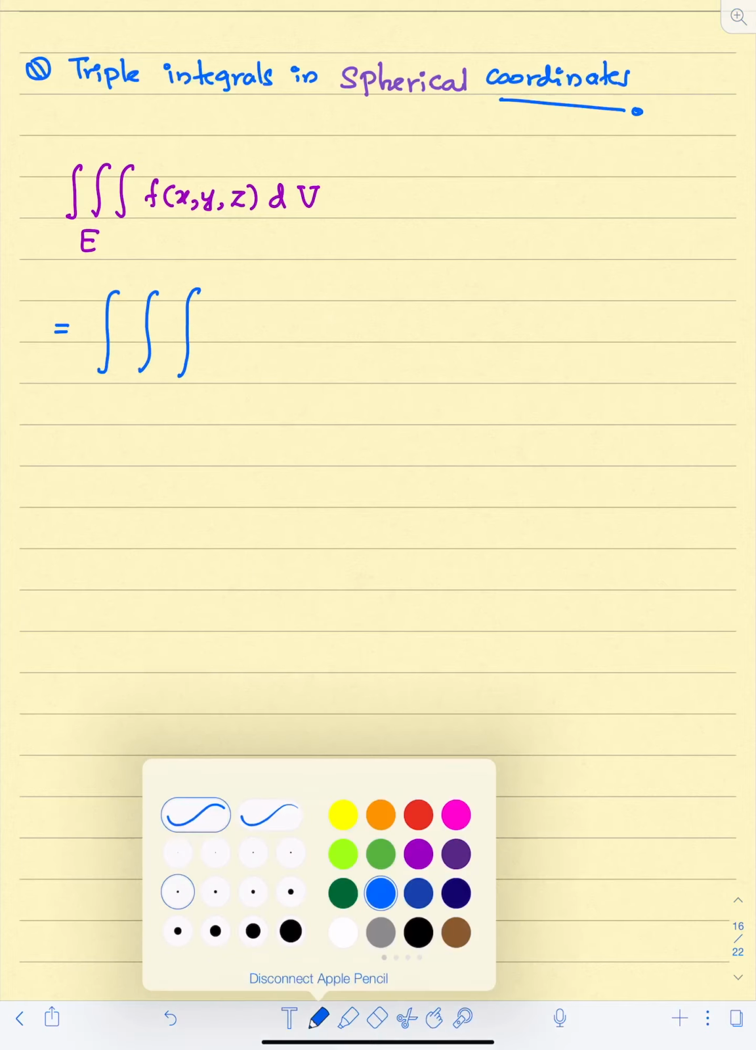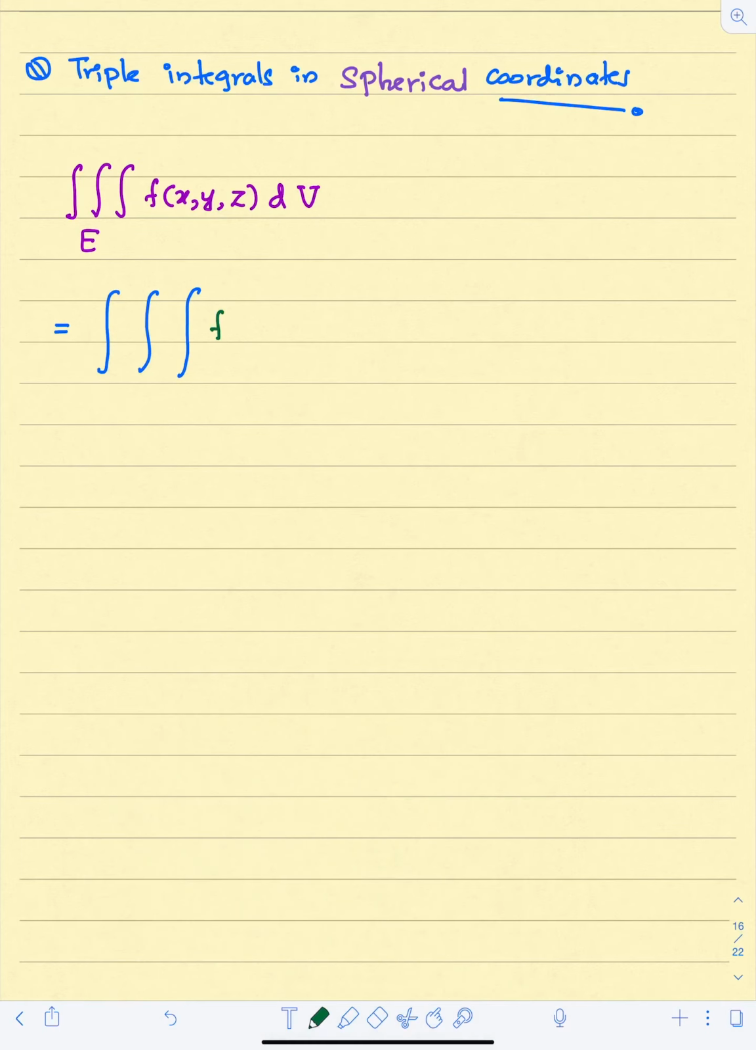Now we want to express this integrand in terms of rho, theta and phi, in terms of the spherical coordinates. We know that x equals rho sine phi cosine theta, the y coordinate equals rho sine phi sine theta, and the z coordinate equals rho cosine phi.